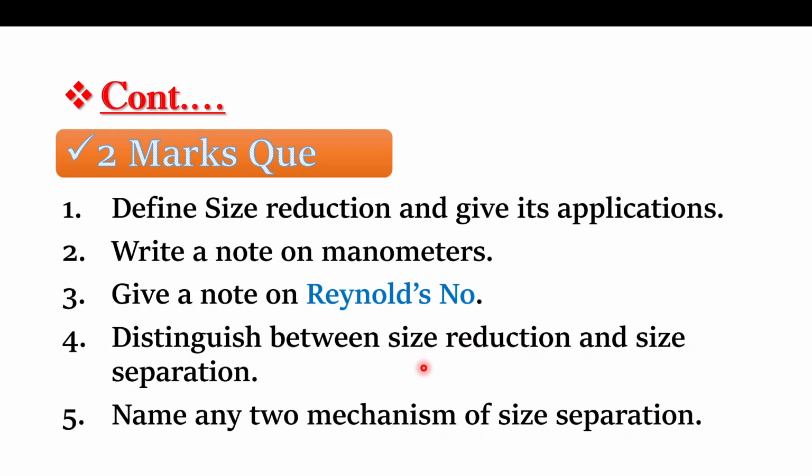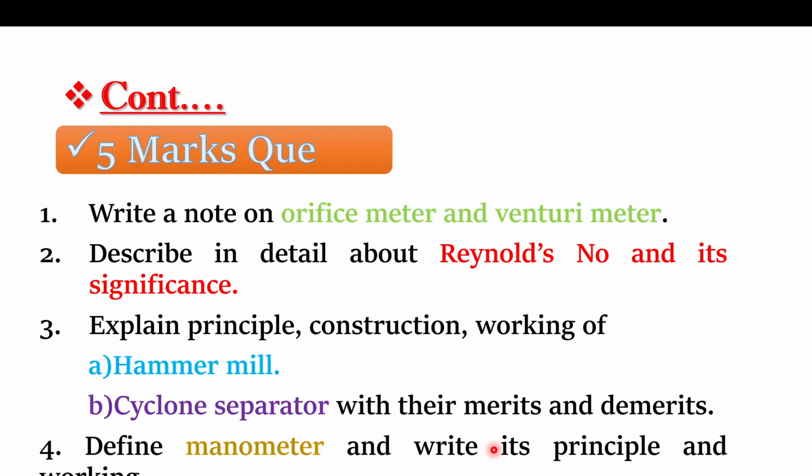important from the exam point of view. So second question, write a note on manometers. Third question, give a note on Reynolds number. So Reynolds number, keep it in mind. Then fourth question, distinguish between size reduction and size separation. So for 2 marks, distinguish questions are important. Then name any two mechanisms of size separation. So these are some questions that can be asked for 2 marks. Okay. So these are the 10 mark question, 5 mark question, 2 mark question from the unit first.